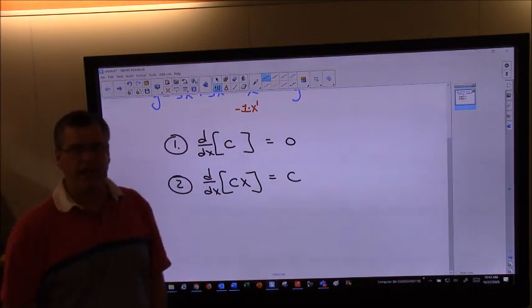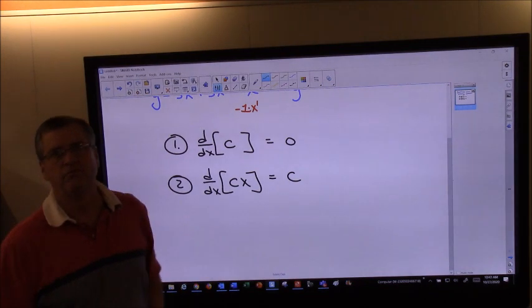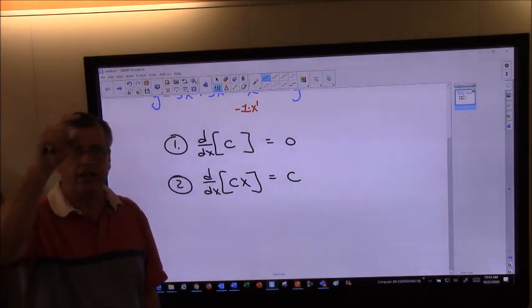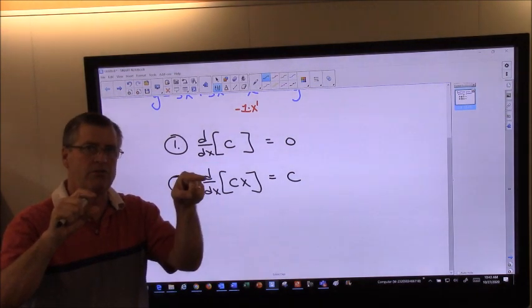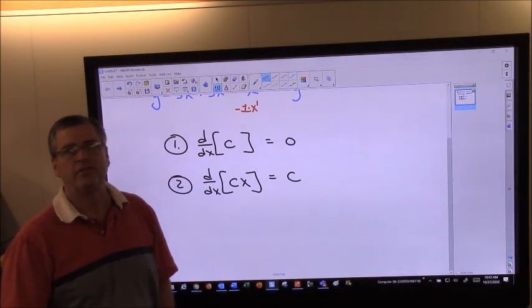So what's the derivative of 5x? 5. What's the derivative of x over 2? Well, that's the same thing as 1/2 times x, so the derivative is 1/2.